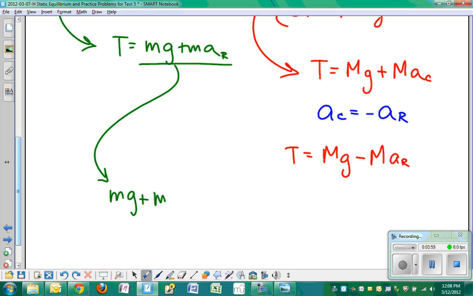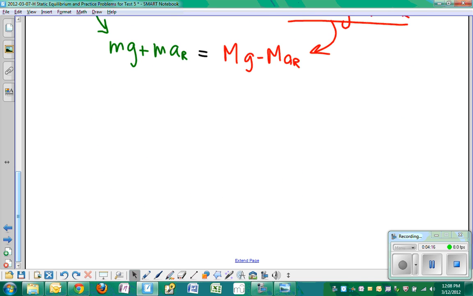mg plus m A_R is equal to big Mg minus big M A_R. All right? This is easy right here. Now what we're going to do is just gather our A terms and our g terms, right? So what do we have to add to each side? I'm going to go blue here because red plus green always makes blue. All right, so we're going to gather the A_R terms. Okay, so we're going to add this to each side. So we're going to get big M plus little m times A_R.